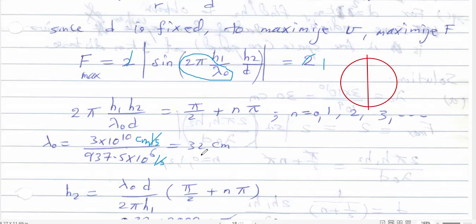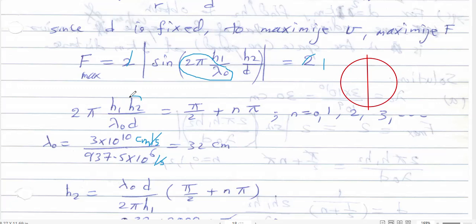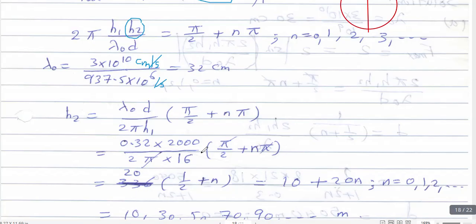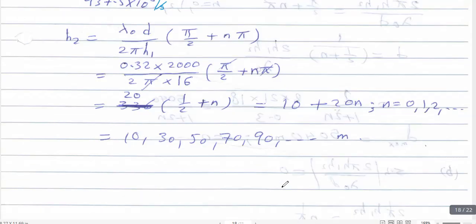Now H2 can be found from this equation because H1 is known, the distance is known, and the wavelength is known. The only unknown is H2. H2 is given by this equation: 20 times 1/2, which is 10, plus 20n. We can place the receiving antenna at a height of 10 meters, or 30 meters, or 50 meters, or 70 meters, and we can obtain the same signal level. We can choose what suits your situation.